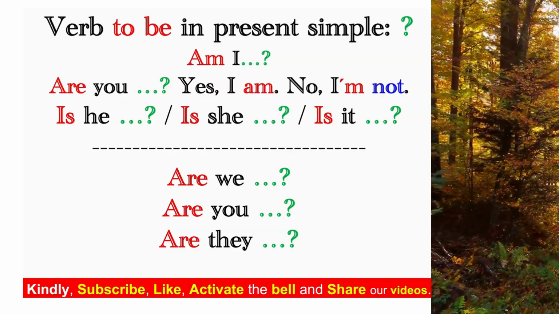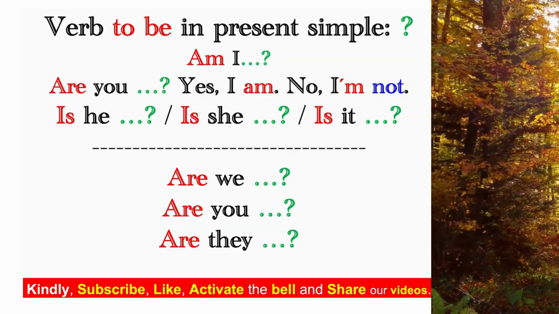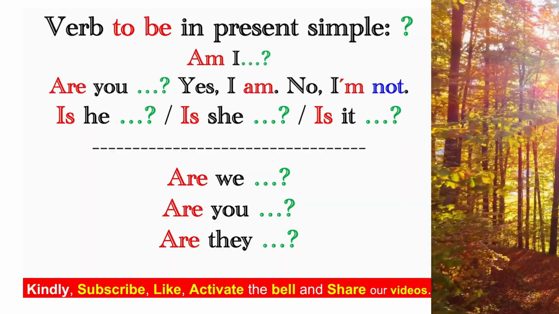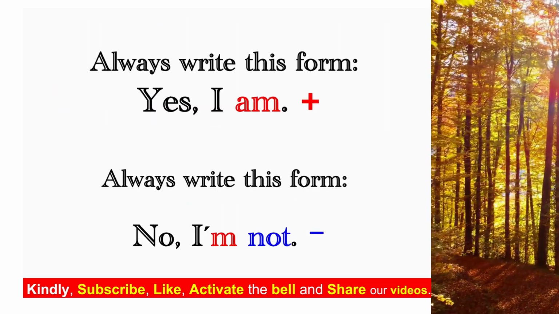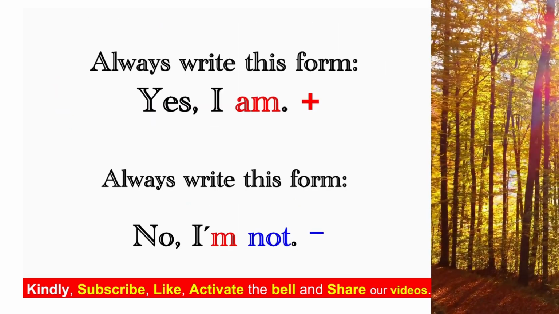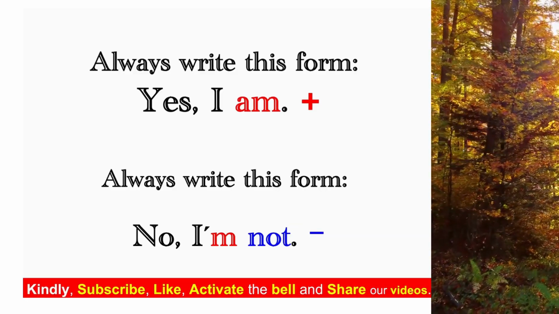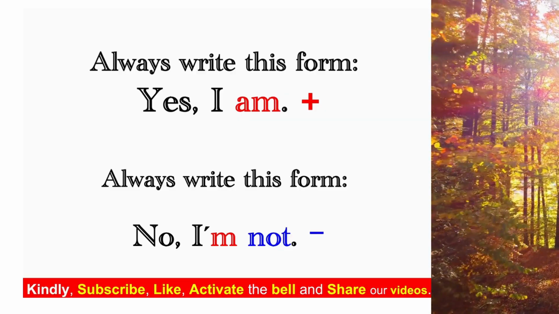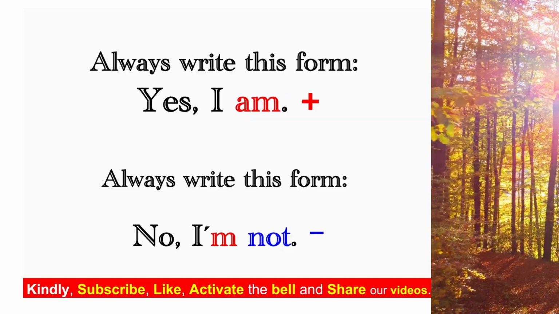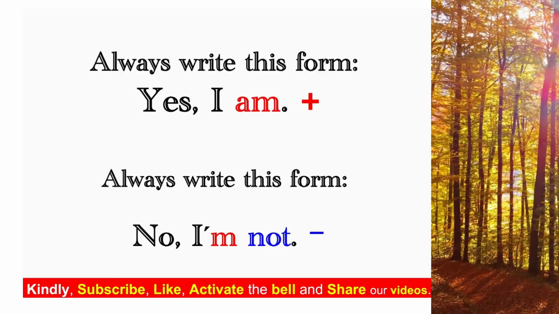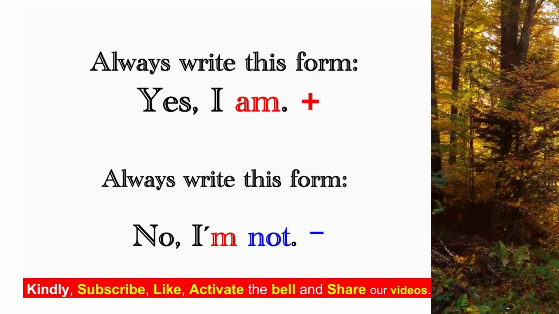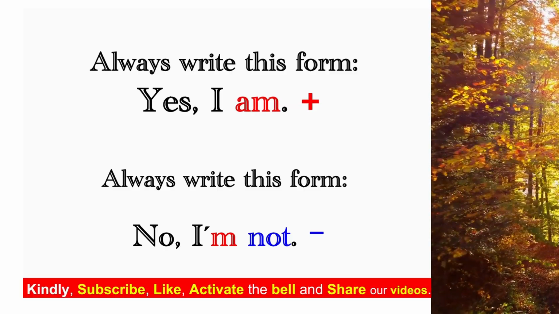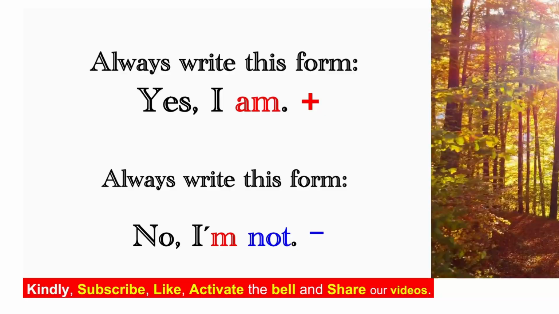Because today also we are going to see just are you as a question. So the answer is yes, I am. No, I am not. Is he? Is she? Is it? Are we? Are you? Are they? So remember, when you have the question, are you, always write this form. And if the answer is positive, for example, are you swimming? So the answer positive, yes, I am. Negative, no, I am not. So with yes, write the full form, the complete form, the long form, and with negative, write the short form.